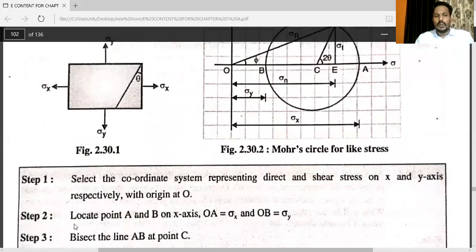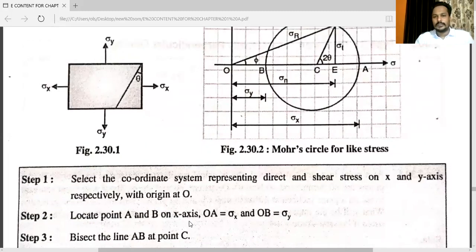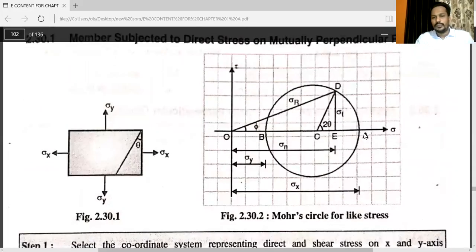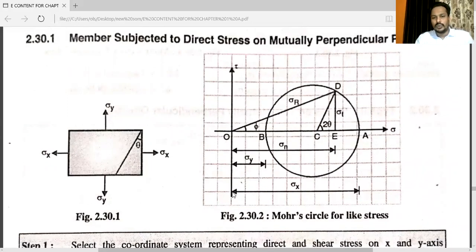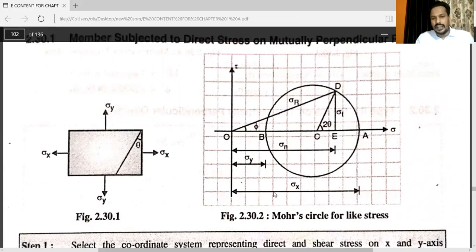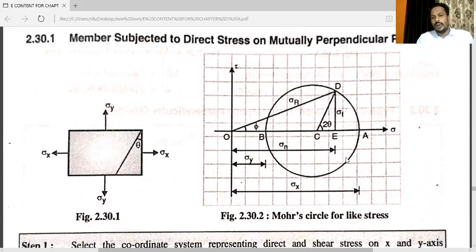The next step: locate points A and B on the x-axis. See here, point A. This one is your point B. So here sigma x is equal to OA, and sigma y is equal to OB. So in the second step, you have to locate sigma x, that is OA. You have to locate point A. Now you have to locate sigma y here, that is B.